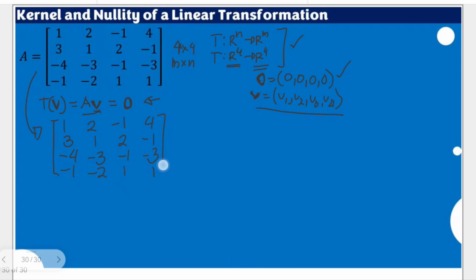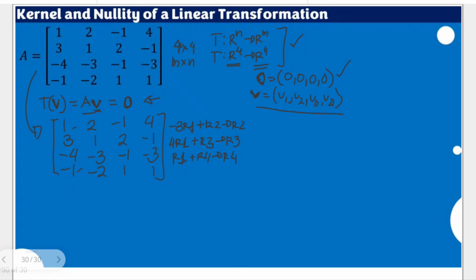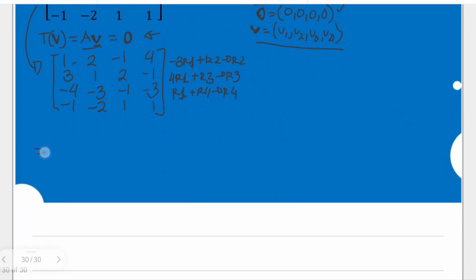Since we already have a leading one, our goal here is to make these other entries equal to 0. So what we can do here is this. Multiply negative 3 to row 1 plus row 2, so this will be 0. Next, multiply 4 to row 1 plus row 3 to have a new row 3 to make this 0. And simply add row 1 and row 4 to have a new row 4, since this will become 0 when added. So we'll have this form here.